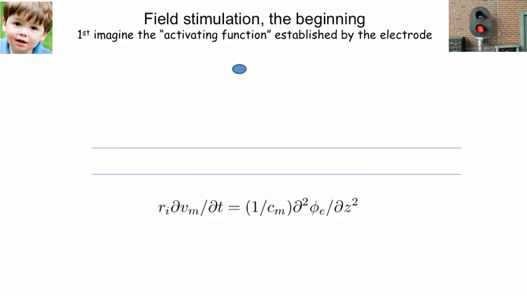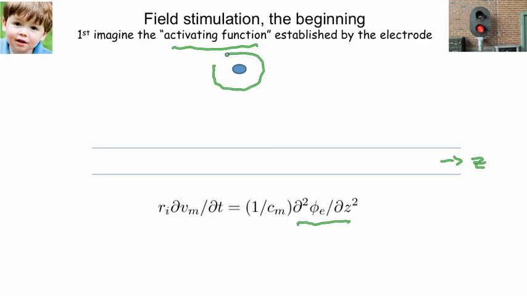Right at the beginning of stimulation, one can establish a special rule called the activating function. The activating function depends on this quantity, the second derivative of phi e, with respect to the distance along the axis. In this equation, the axial direction is z. Let's think about how that works. Here's the electrode. It has a current. It creates voltages around it in the field. So here are the voltages.